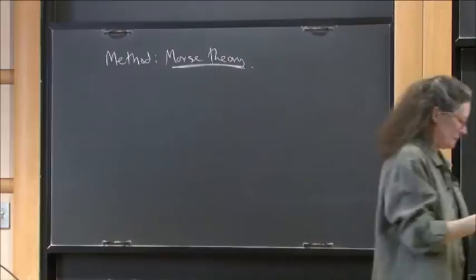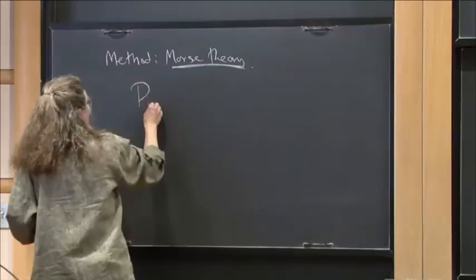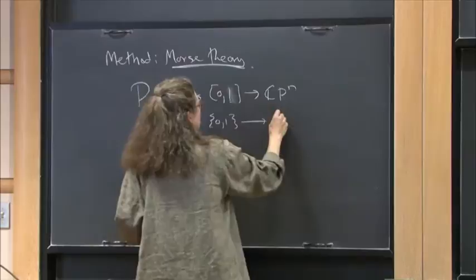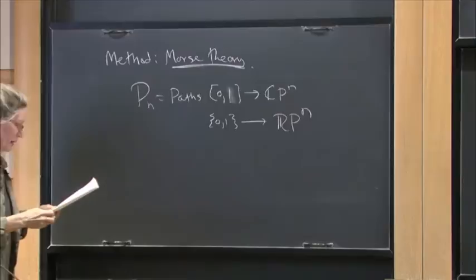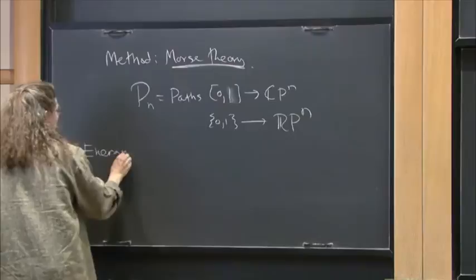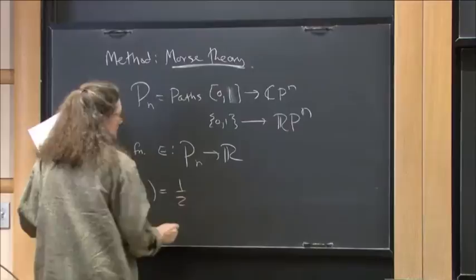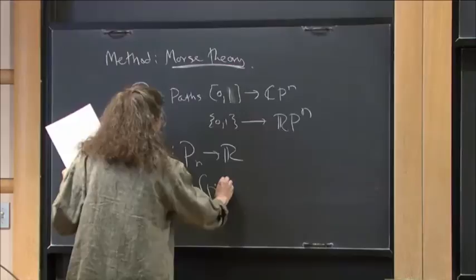Okay, so our space is P_n again. P_n is paths from [0,1] to CP^n, where the boundary {0,1} goes to RP^n. On these paths, we have the energy function E from P_n to the real numbers. The energy of a path is one half of the kinetic energy, one half the integral of gamma dot squared dt.